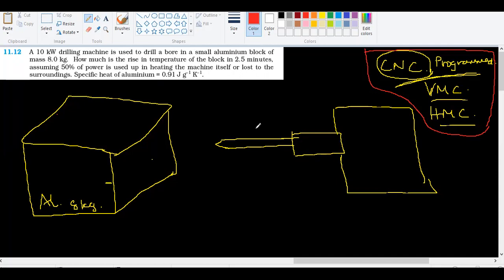Okay, 10 kilowatt drilling machine. So this is 10 kilowatt. Okay, I think I got sidetracked. I was talking too much here. I didn't see the time.